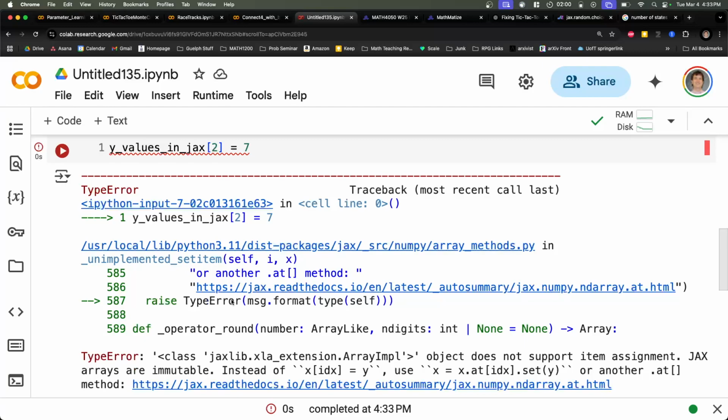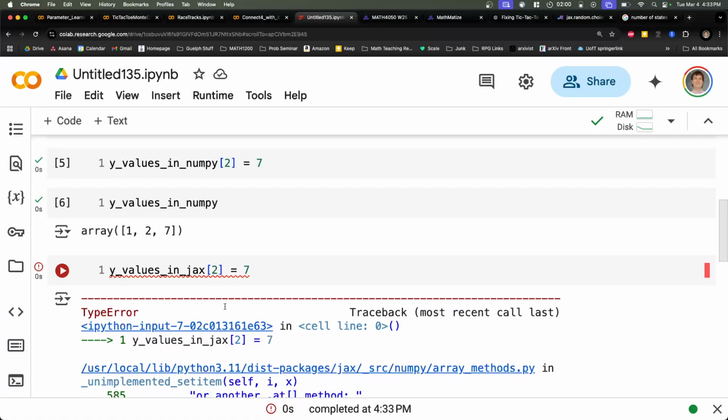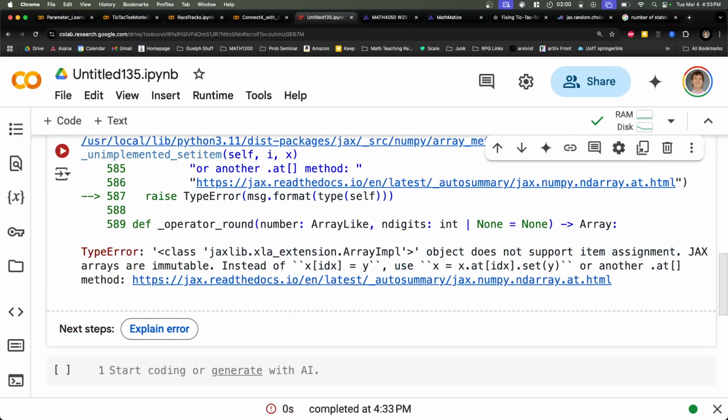So mutable means you can change the values, and immutable means you cannot change the values. So there is no way in JAX to change one entry of an array. If you want to change it, you have to change everything. So the thing that you would do is, if you want to set the value to 7, you would say, okay, let's leave that as an instructive little error there.